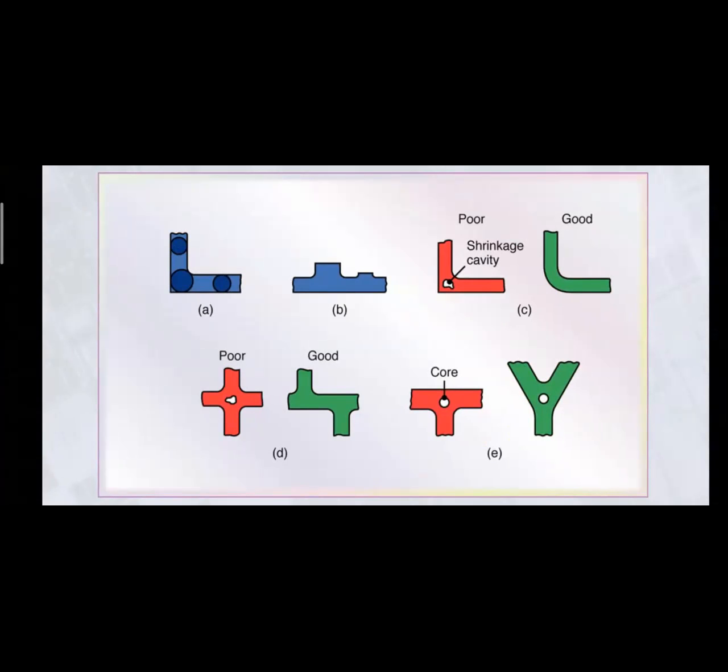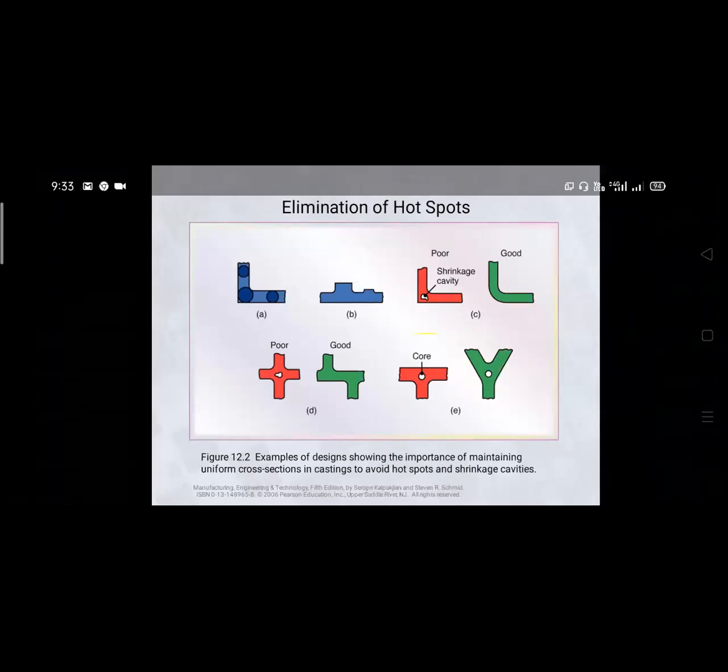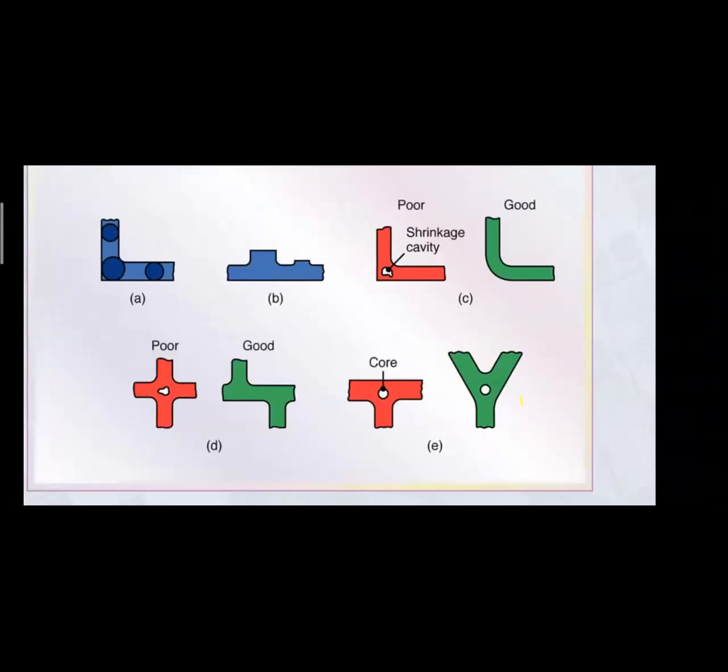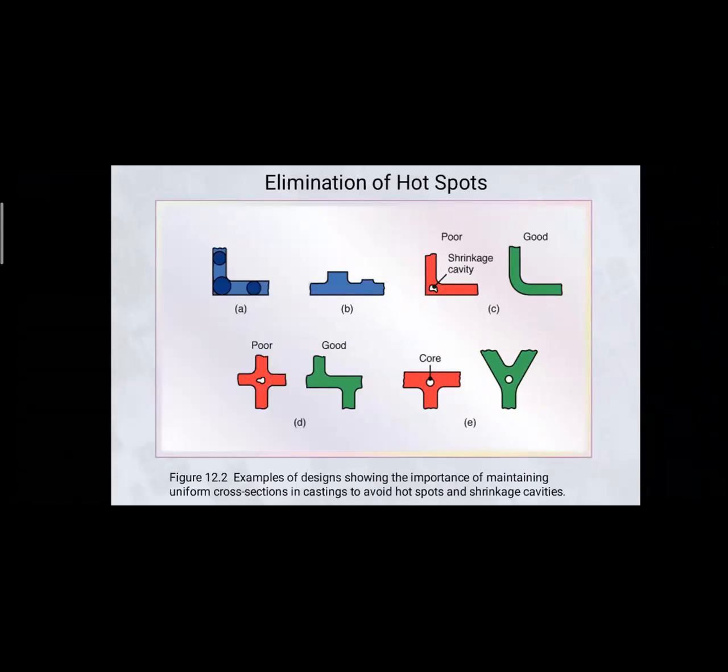Coming to the D point, as in the last one, I have told you the first is poor and the second is good. Coming to the E part, it has a core in the red part, so it is poor, and the other one is correct, right? So this slide explains which types of parts can be accepted and which can be rejected.